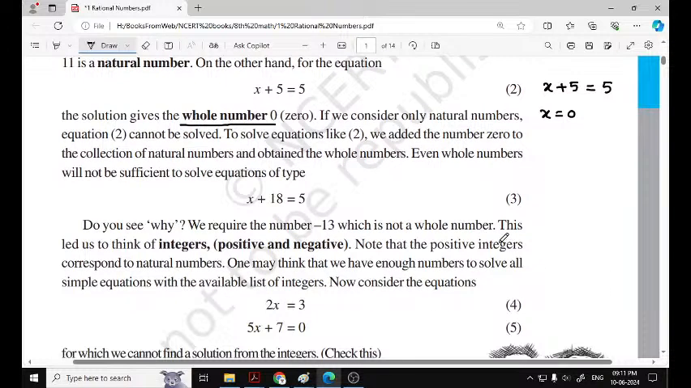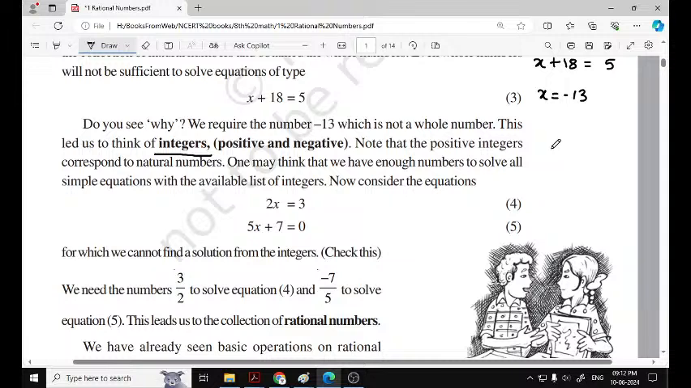Now let us consider one more equation. Here we have x plus 18 is equal to 5. I have 18 rupees, and how much amount should I add to get rupees 5? Is it possible? No. I don't need to add amount in that. I have to spend some money from that. So if I spend 13 rupees, means if I add minus 13, then answer is 5. Now this is not a natural number, this is not a whole number, and the solution of this equation is integer.